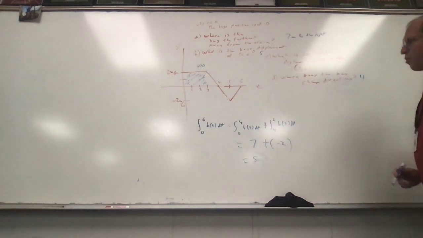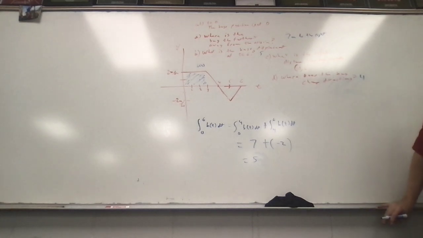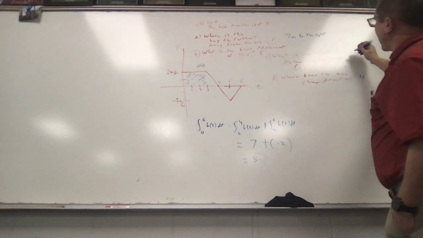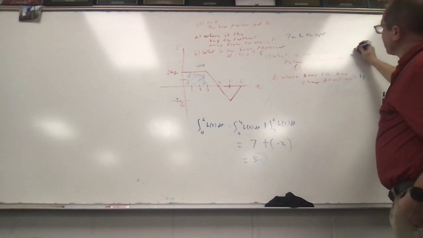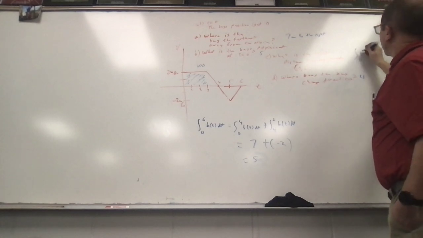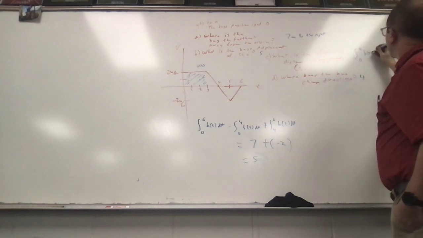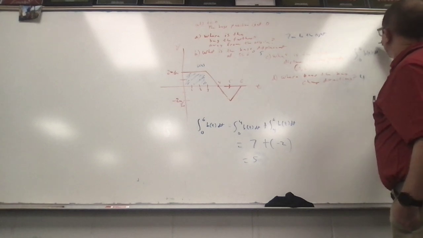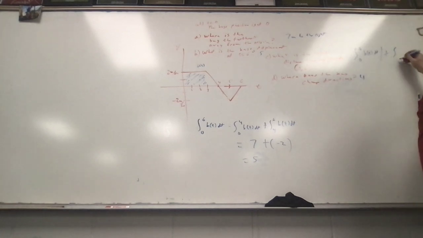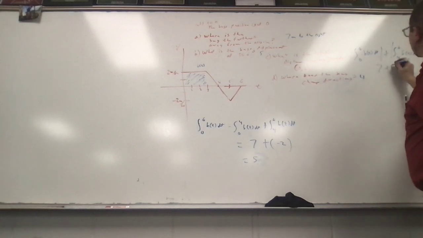And now, what is the total distance that the bug travels? 9. It's 9 units, very good. So to find the total distance the bug travels, it would be the absolute value from 0 to 4 of b of t dt plus the absolute value from 4 to 6 of b of t dt. So that would be 7 plus 2, which is 9.